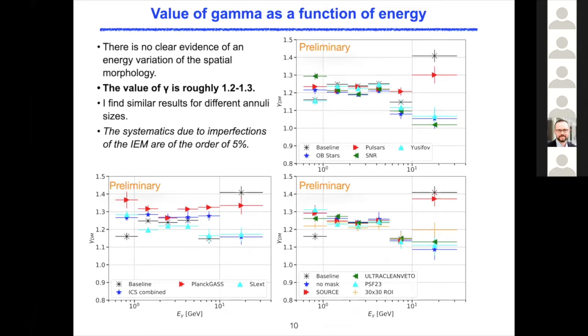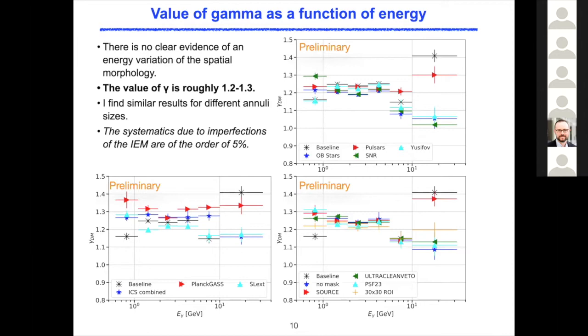So each plot is the value of gamma as a function of energy for different choices of the interstellar emission model and different choices of the analysis technique or data selection. On average, the conclusion is that gamma seems to be pretty constant as a function of energy. There is no large or systematic variation with energy, and gamma is roughly between 1.2 and 1.3. So the spatial morphology of the Galactic center excess seems to be pretty constant as a function of energy. And there is a variation with the different interstellar emission model or analysis techniques that is roughly similar to what I found with the simulation. So basically roughly 5–10%.